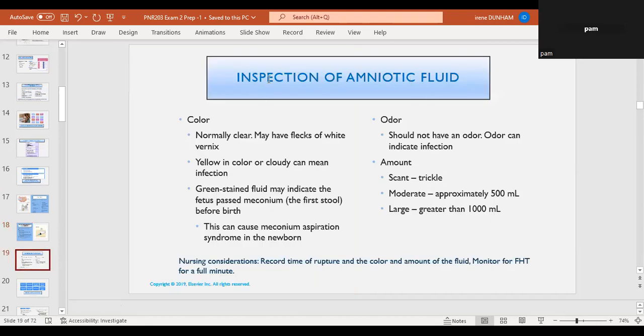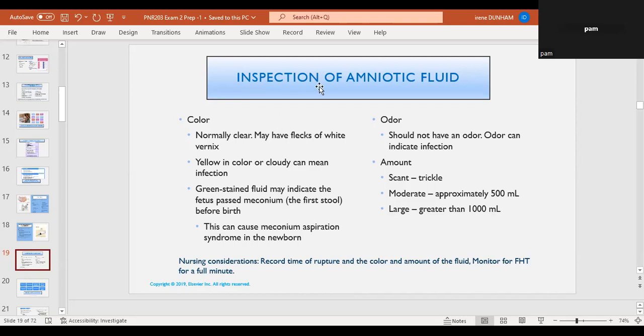All right, let's go fast over the inspection of amniotic fluid. We kind of did this already when I talked about AROM, which is artificial rupture of membranes, and spontaneous rupture of membranes is SROM. Okay, so the amniotic fluid should be clear. Now, sometimes they can have little white flecks in there, and that's the vernix. That's because the baby sloughed them off.